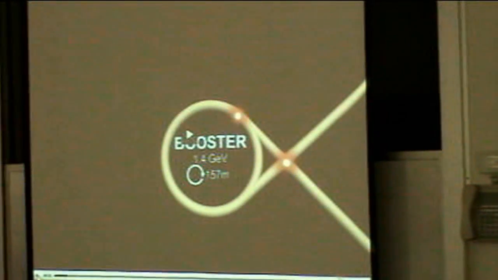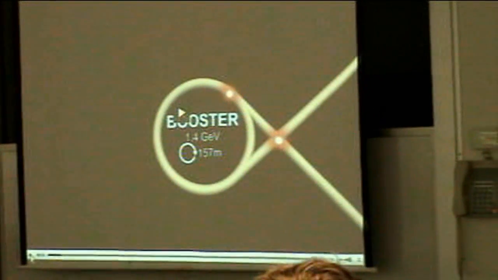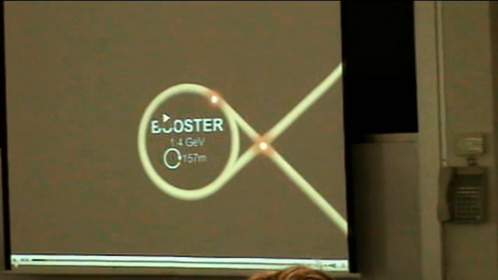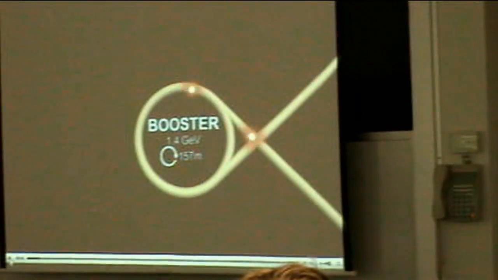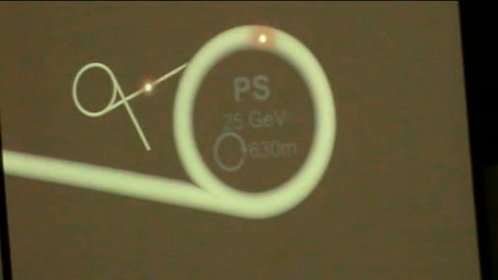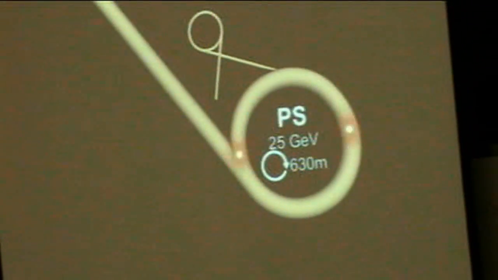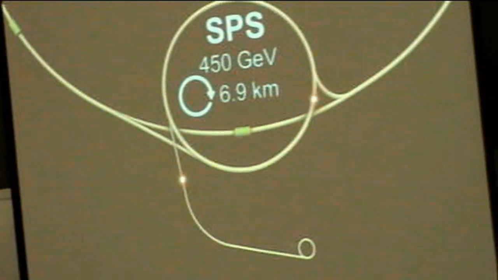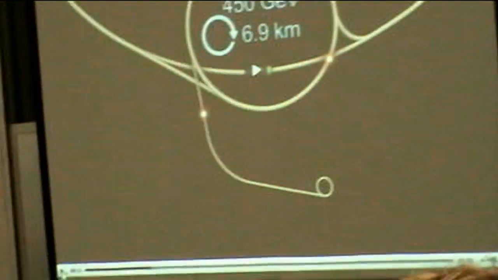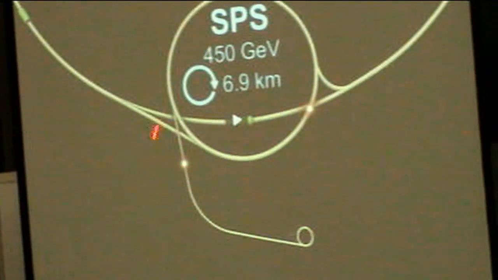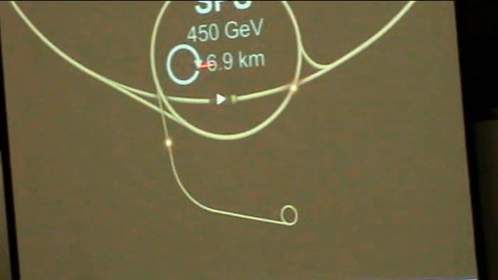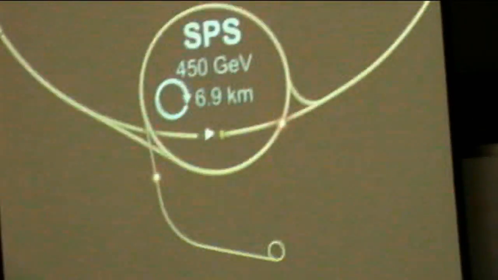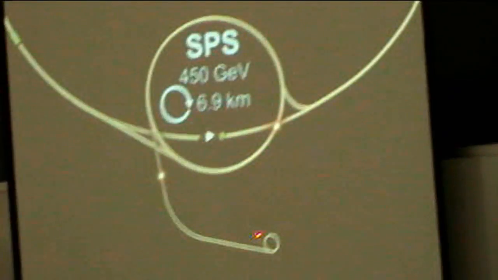So first they go to this booster ring, which is only 157 meters, and it accelerates them just very, very tiny. Okay, just 1.4 giga-electron volts. Okay, the mass of one proton is 1 giga-electron volt. Then they go to a bigger one, which is the proton synchrotron, the PS, and that goes to 25 giga-electron volts. And then from that, they go to the super proton synchrotron, which is now 7 kilometers in length, and they get a whopping 450 giga-electron volts out of that.